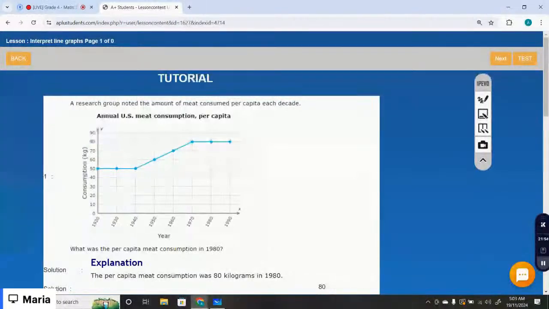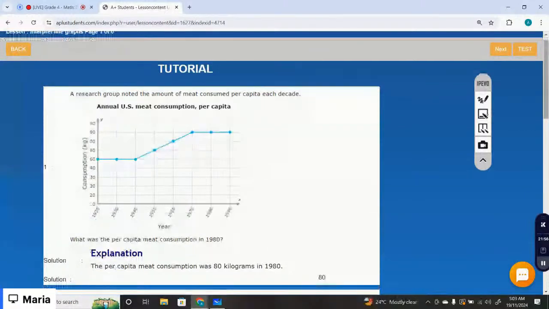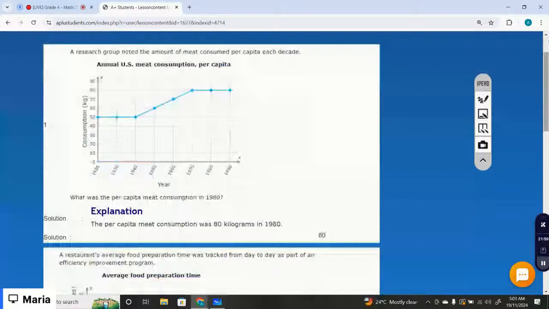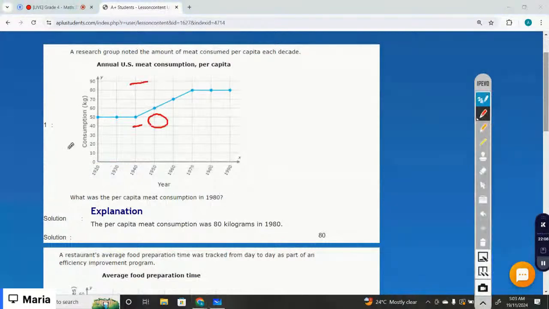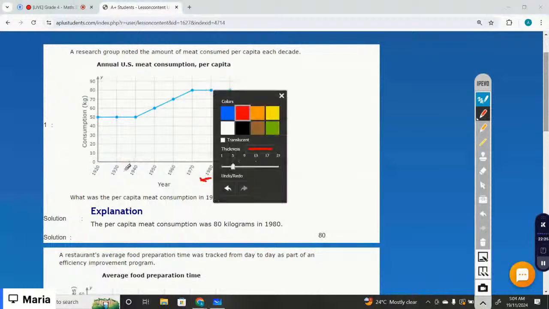A research group noted the amount of meat consumed per capita each decade. What was the per capita meat consumed in 1980? So you are given the graph. On the x-axis, you are given the years, and on the y-axis, you are given the consumption of meat every year, right? You have to see the meat consumption in 1980. So find the year on the x-axis and match the value with the y-axis. So that is 80 kilograms. So the per capita meat consumption was 80 kilograms in 1980.